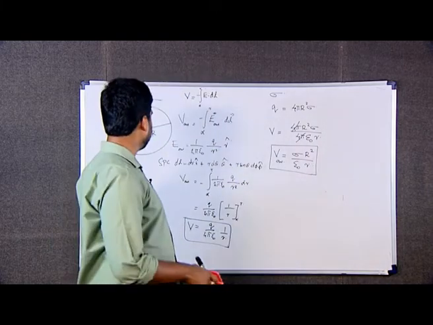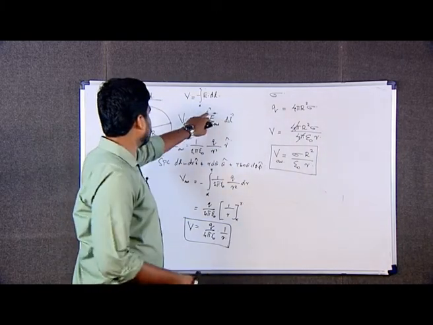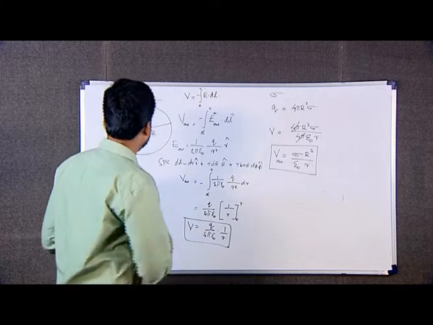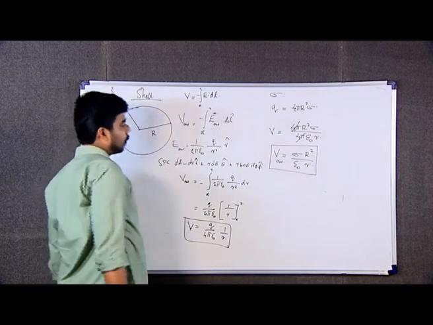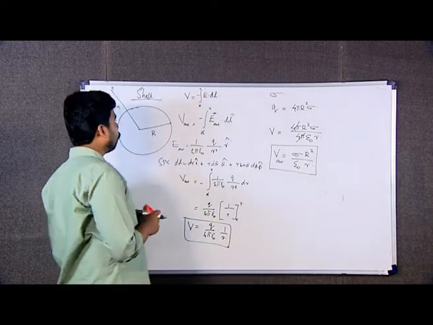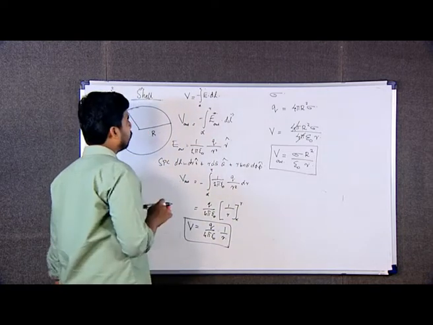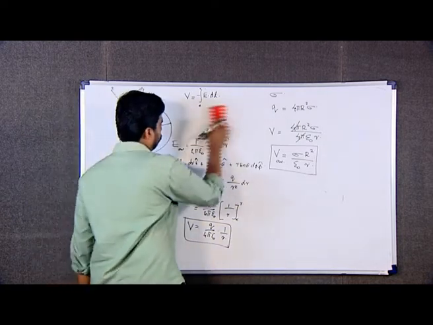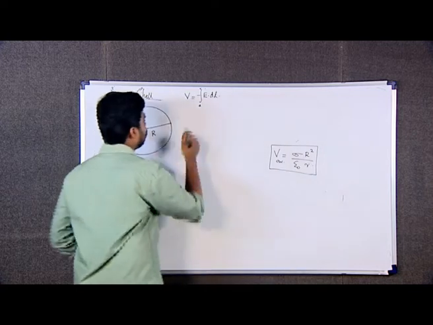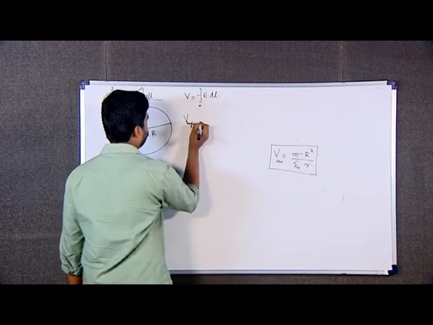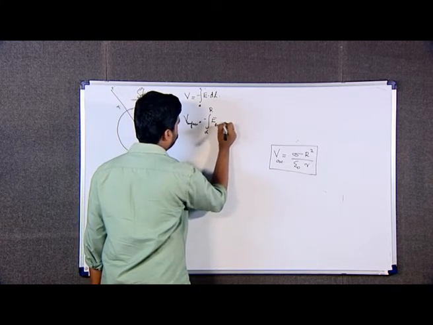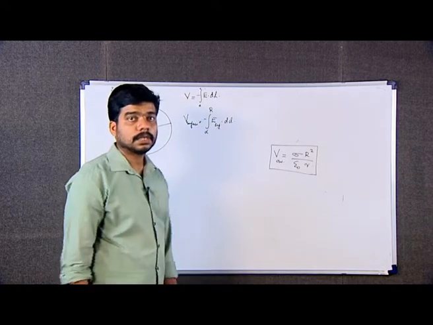On the surface of the shell, only one thing will change: the integration from infinity to small letter r will change to infinity to capital letter R, where capital R is the radius of the shell. We will check what the potential at the surface of the shell is. For the potential at the surface, V at the surface is equal to minus the integral from infinity to capital R of E at the surface dot dl.